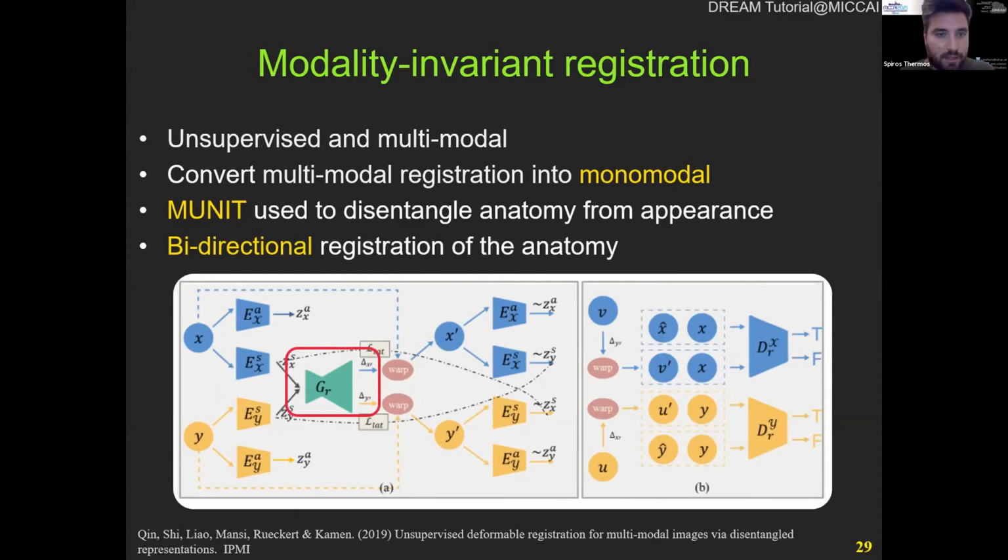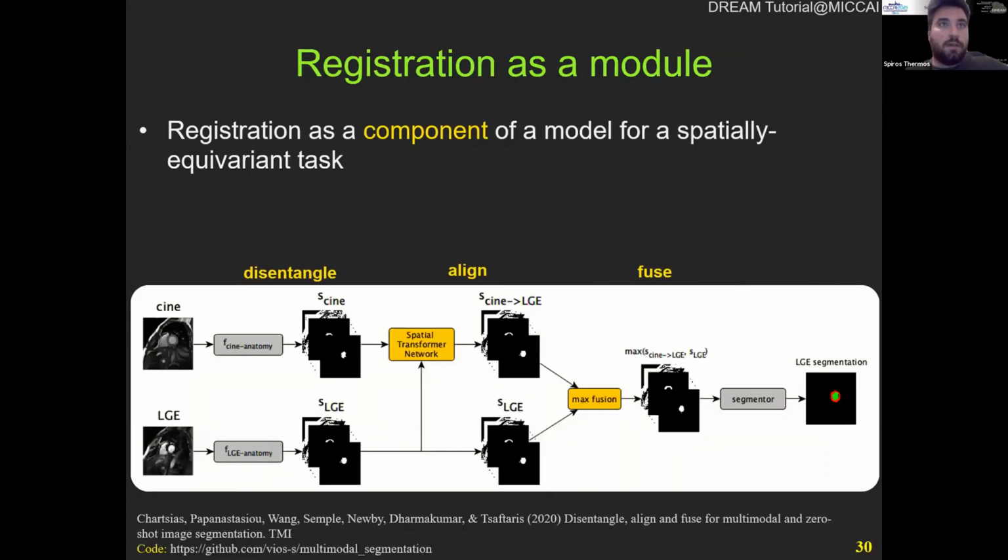As you can see here, we try to extract the anatomy, denoted with S, ZS, and we register the two anatomical representations together. Also, we can have registration as a module, not as a whole task. So we can have it as a component. We can use it for any partially equivariant task, for example, segmentation.